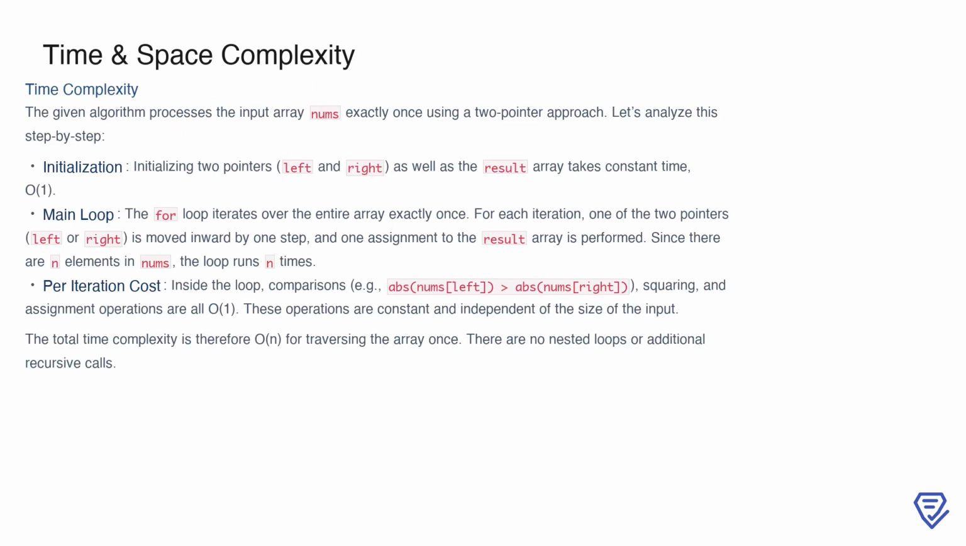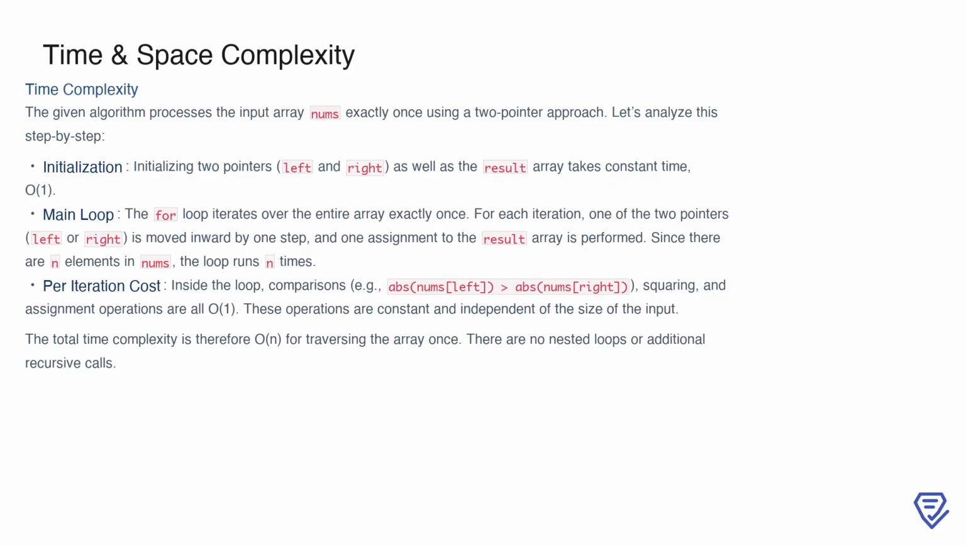To analyze the time complexity of the algorithm, we start by considering how the input array nums is processed. The two-pointer approach ensures that the array is traversed only once. First, initializing the two pointers, left and right, along with the result array, only requires constant time, or O(1). Then, during the main loop, we iterate through the array exactly once with a for loop.